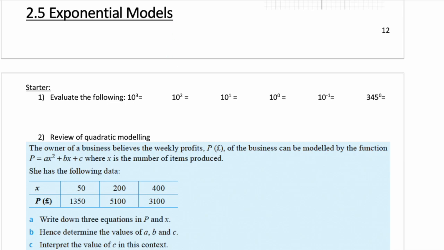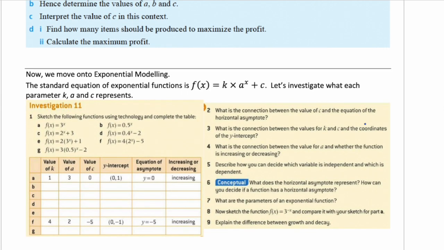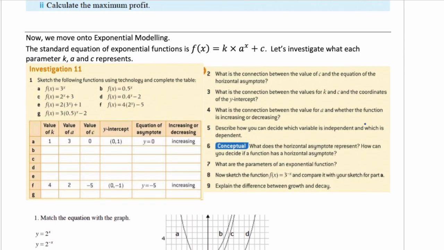Let's do a couple of exponents first to remind ourselves about some exponent laws. 10 cubed is 1,000. You're going to see that a lot today. 10 squared is 100. Any number to the power 1 is itself, and any number to the power 0 is 1. 10 to the power negative 1 is actually 0.1 or 1/10. Okay, let's take a look at an exponential function here.